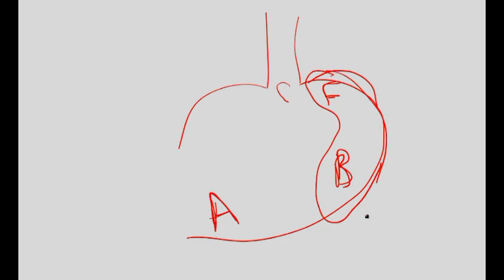And so in chronic autoimmune gastritis, you get an autoimmune destruction of the parietal cells in that particular region, in the body and the fundus. And it is very high yield to know that in this particular case, it's in the body and the fundus.